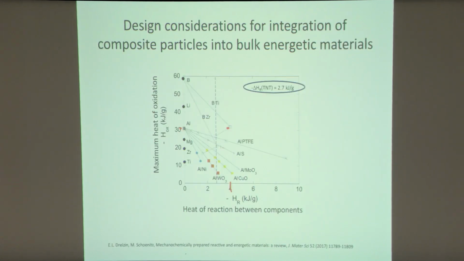Oh, and I did want to show, if we're talking about heats of reaction, TNT, again, is about 2.7 kilojoules per gram. So note that even the intermetallic reactions here between the metal and metal oxide, which is the thermite reaction, or the intermetallic between two metals to give the alloy, can be much more than the TNT.